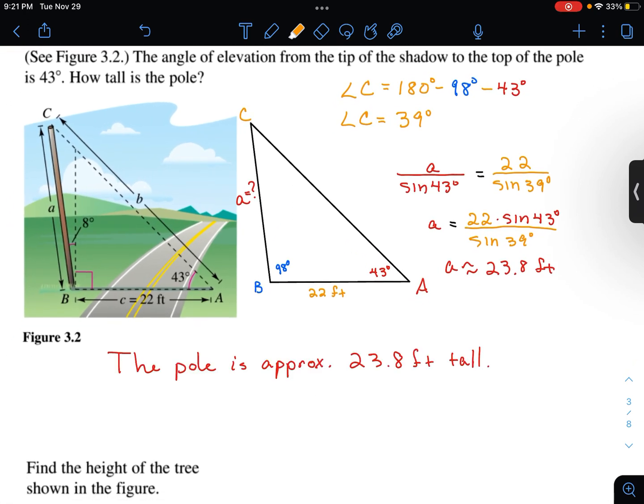So just our last statement that we're going to make, and put it in words: the pole is approximately 23.8 feet tall. And there's using the law of sines to be able to solve some relationships with 2 angles and one of the given sides.